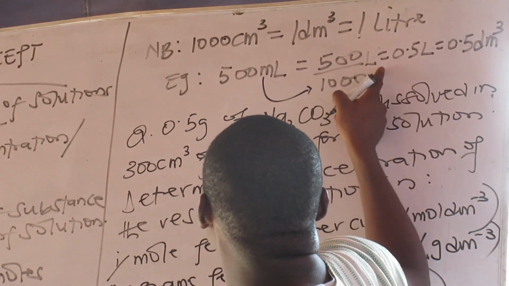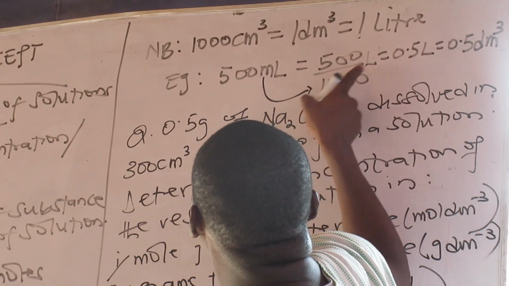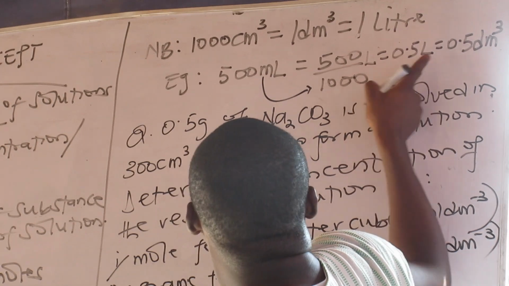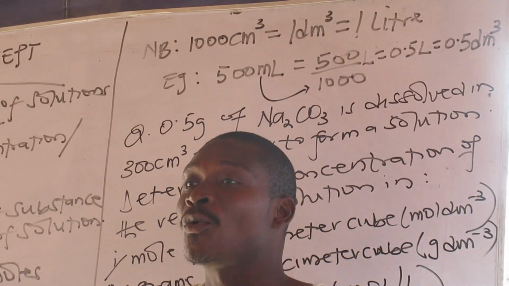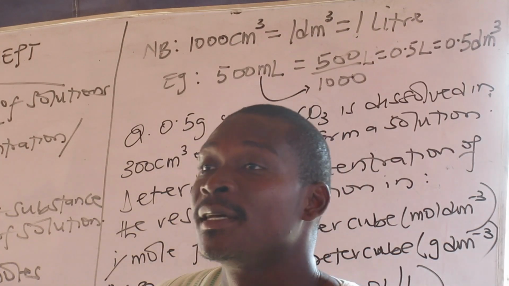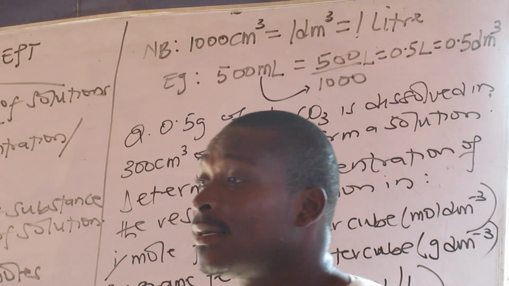Or physically writing, 0.5 liter, okay? So 0.5 liter is also the same as what? A dm cube. So a dm cube is equivalent to what? A liter.